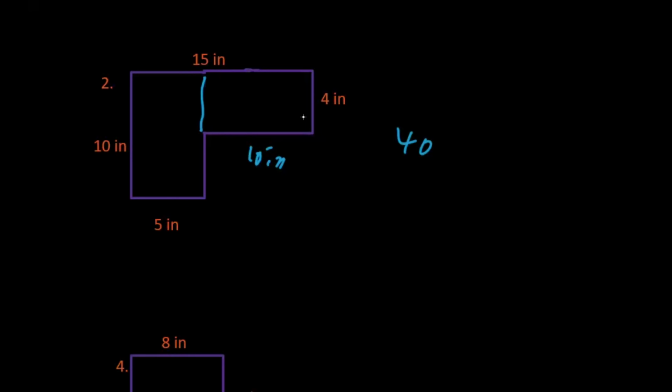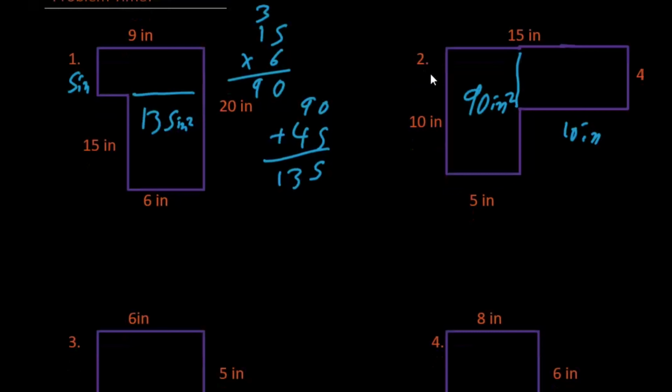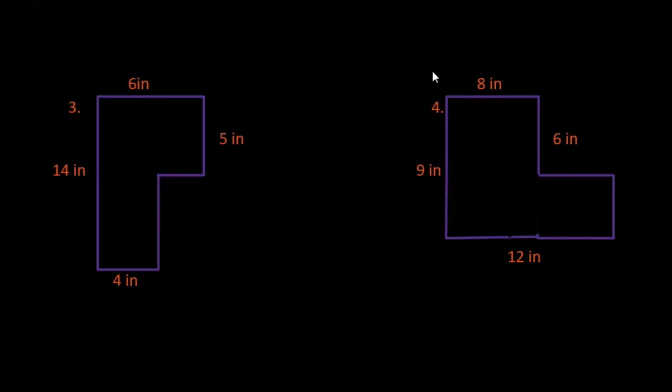Okay? And now we have to find this area. So the length is 10 inches, the width is 5 inches. So 10 times 5 is 50. 0 plus 0 is 0. 5 plus 4 is 9. So the area for this shape is 90 inches. So that's 90 inches squared. Now let's do the next two. So pause the video and try these two on your own this time.